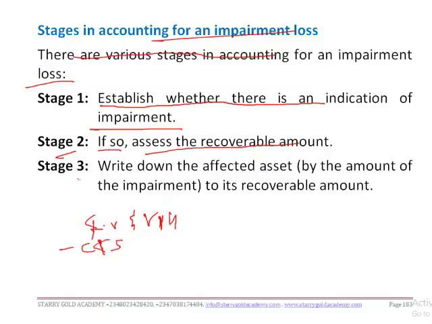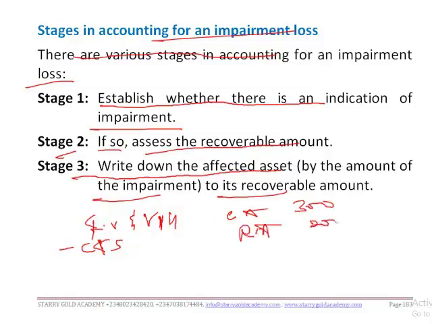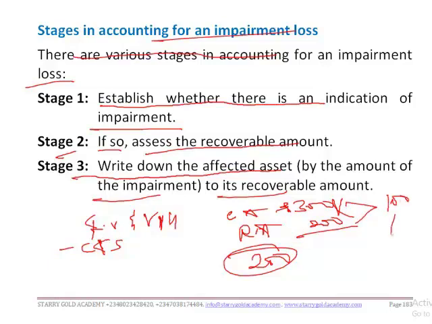Are we together? Then the next stage is to write down the affected asset by the amount of the impairment to its recoverable amount. So if the carrying amount is say 300,000 and the recoverable amount is 200, the asset should be carried forward at 200 and not 300. The asset should be written down to 200 by the difference of 100. The difference of this 100 is the impairment amount. Are you getting it clear? Okay.